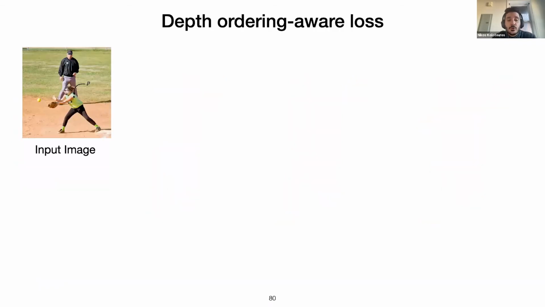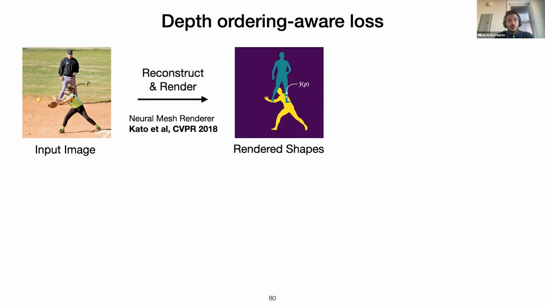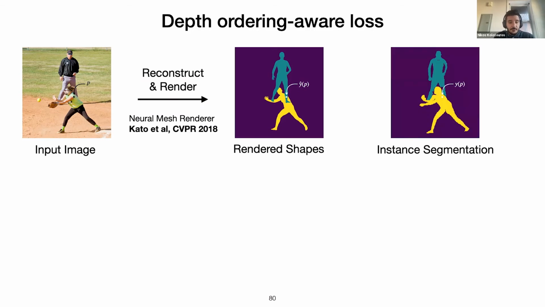Besides the interpenetration loss, we also use a depth ordering aware loss. What we do is, after reconstructing the full scene, we render the holistic result on the image, keeping track of the instance IDs for each mesh. So these are silhouettes with the identities of each person. And then we compare the result of the holistic rendering with the instance segmentation masks of the scene. These masks are available in large-scale datasets like COCO, so they're easy to get.